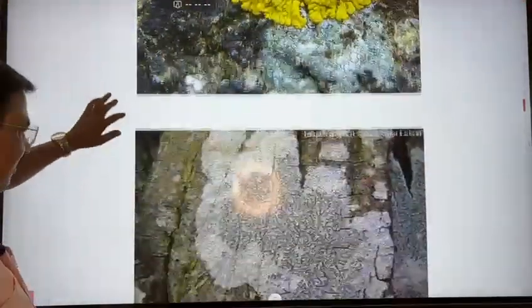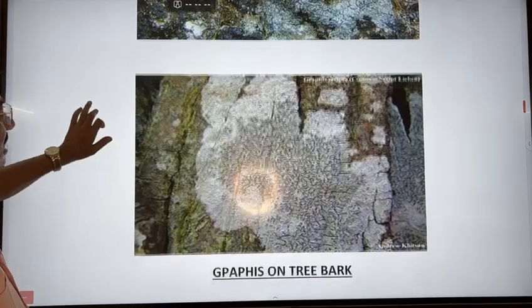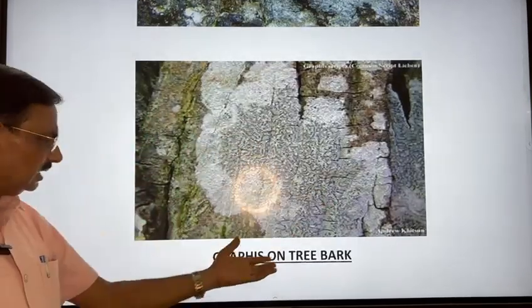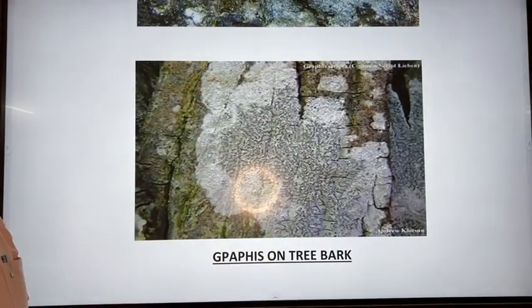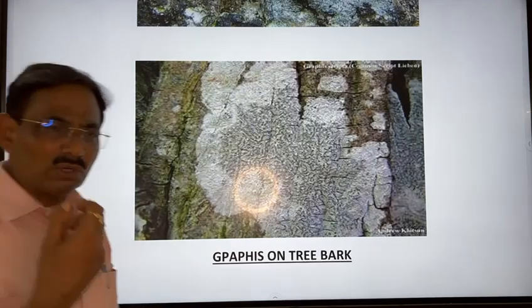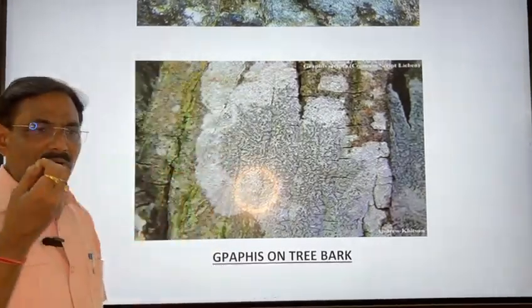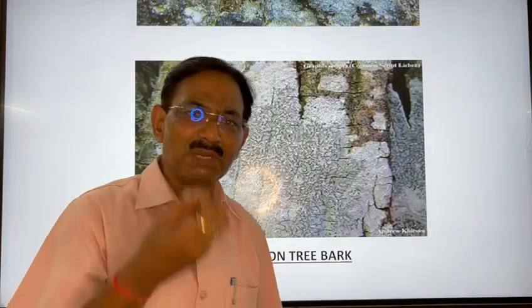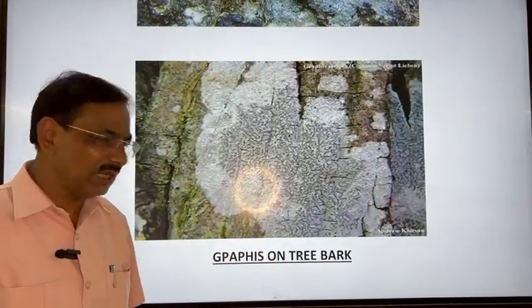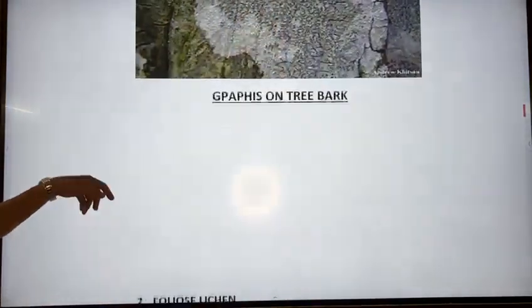The second example of crustose lichen is Graphis. It is grey in color and found very commonly on the mango tree, on the chilbil, Holoptelea integrifolia tree, and so on.